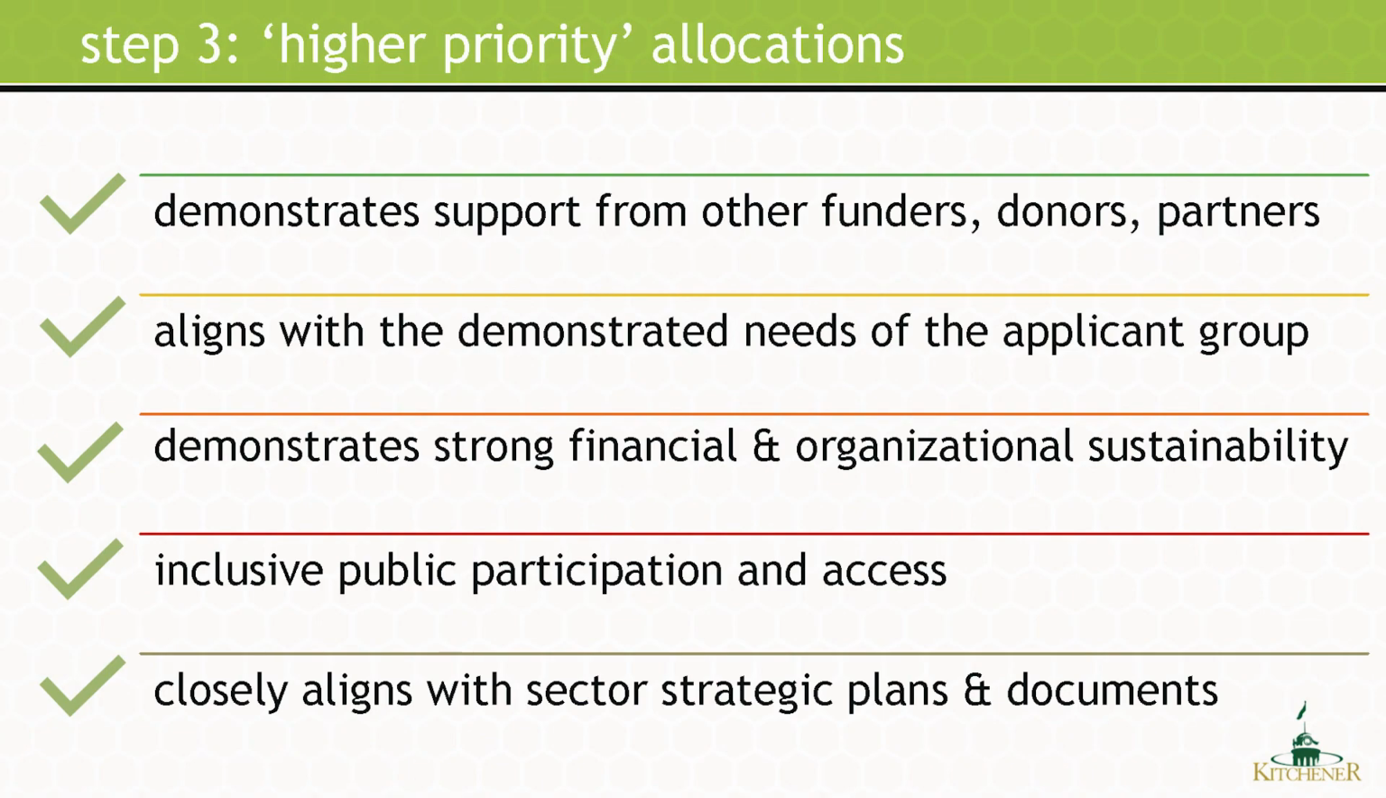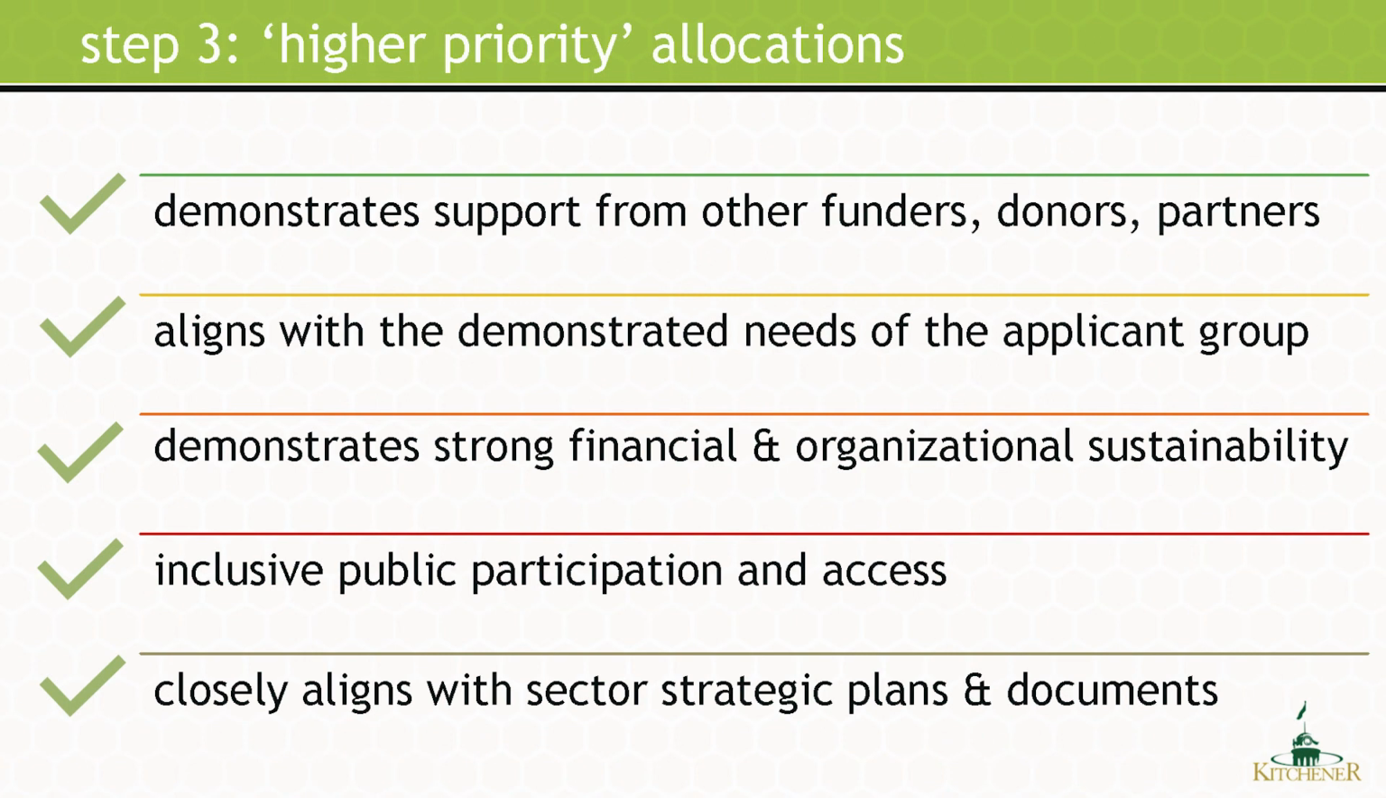Projects that demonstrate strong financial and organizational sustainability are also deemed a higher priority for funding. How can a group demonstrate that it has strong financial and organizational sustainability? Well, it could include evidence of an organizing committee or board of directors to ensure accountability, and submit a strong and feasible budget in support of its request for a grant.